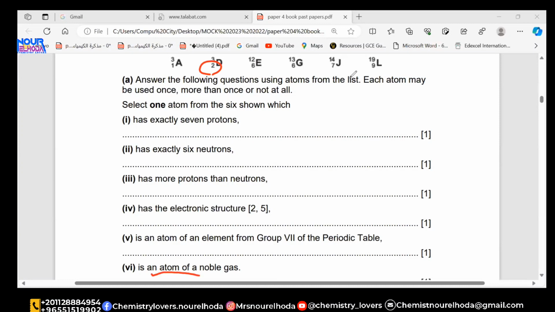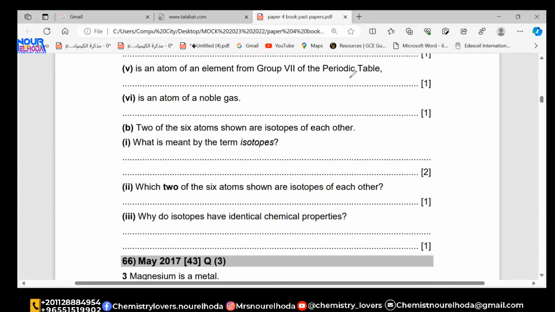Thank you. If I'm talking about a noble gas, how should I choose? For the noble gas, you are going to choose the one which has a full outer shell. You got my point? Since D has only one shell, this means it's stable, because the first shell is already filled with 2 electrons only. Good job.